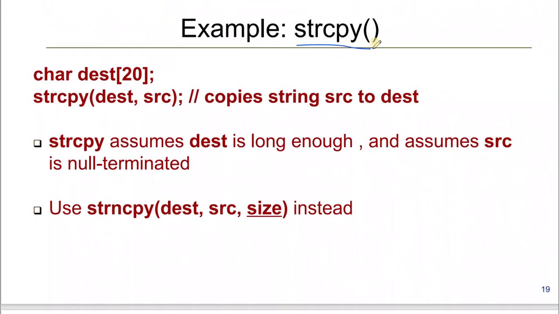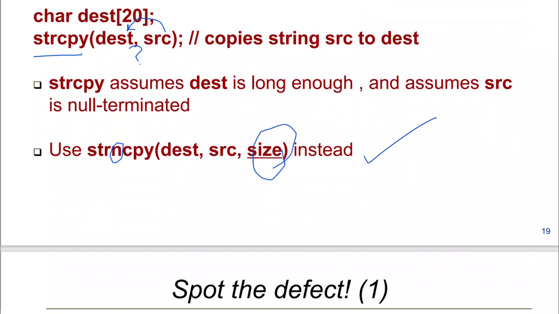Okay, and this is problem number two. When we use strcpy, it doesn't consider the size. Where's the size? Copy string of src to destination. So if this was the buffer and the source was long, we would have an overflow. Use strncpy instead. Why? Because it considers the size. So this is correct.